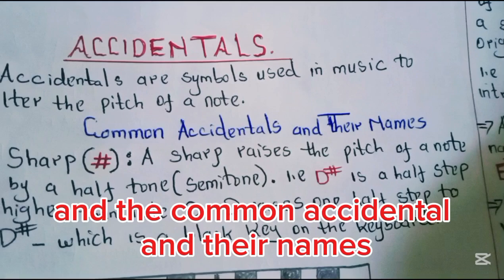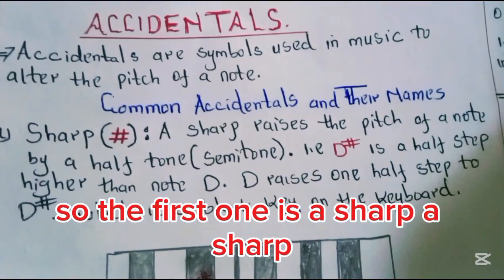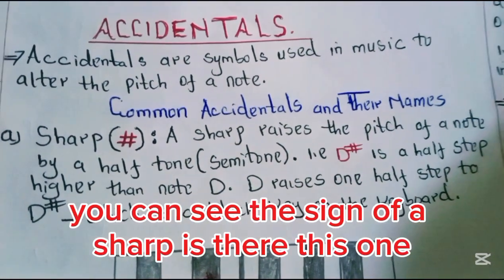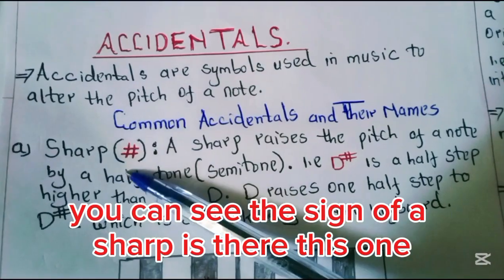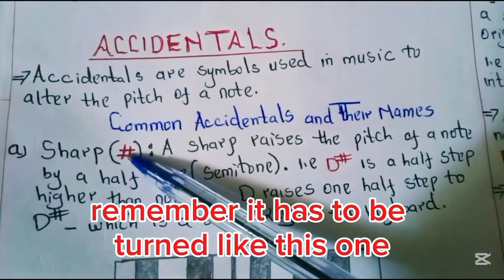And the common accidentals and their names. So the first one is a sharp. You can see the sign of a sharp is there. This one is the sign of a sharp. Remember, it has to be written like this one.